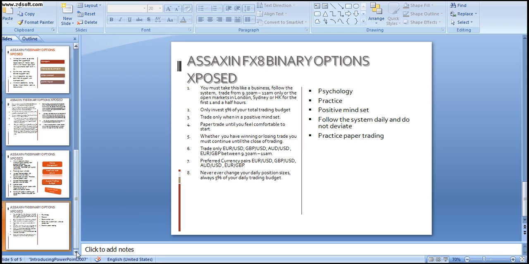So this is what we are looking at now. Psychology plays a big part in your trading. You need to be in the right frame of mind when you are trading. You need to be ready to trade. You need to be focused. You need to have your charts up and ready.